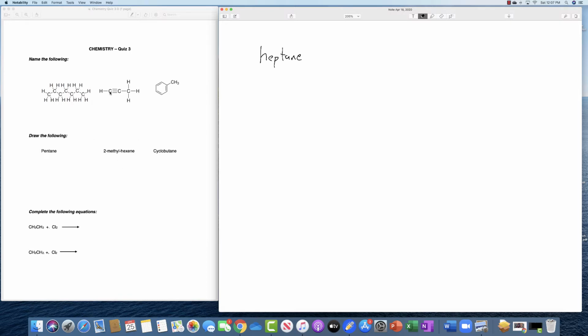The second one here, 1, 2, 3, so that's pro, and there's a triple bond here, so you have pro, and then this is an alkyne, A-L-K-Y-N-E, and so the answer here is propyne, or propene, however you want to say that.